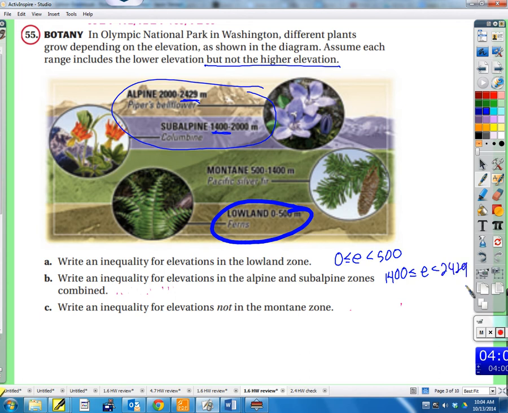All right, so part C, write an inequality for elevations not in the montane zone. Well, here's the montane zone. All the ones that are not in the montane zone would be this one and these ones. The thing is, it only says elevations, not zones that are not the montane zone. There are other elevations besides these ones. There are elevations below these low ones, and there are elevations higher than these high ones.